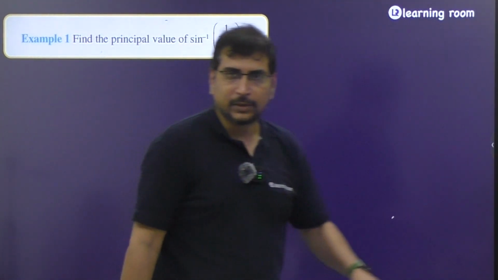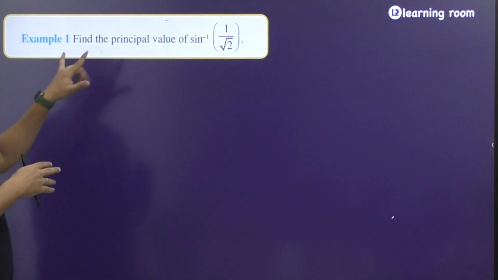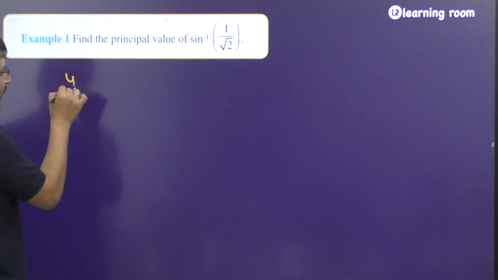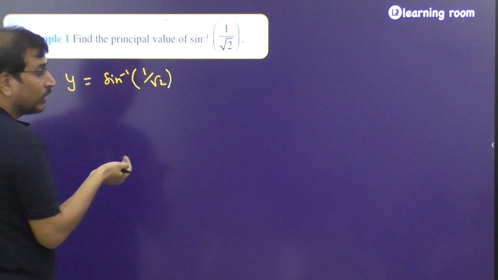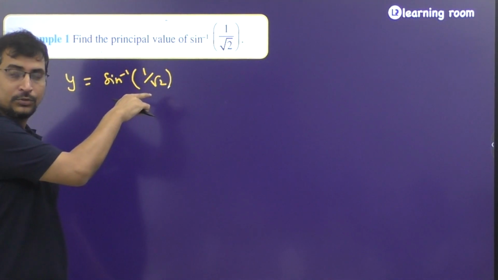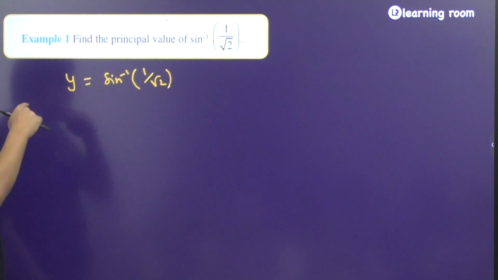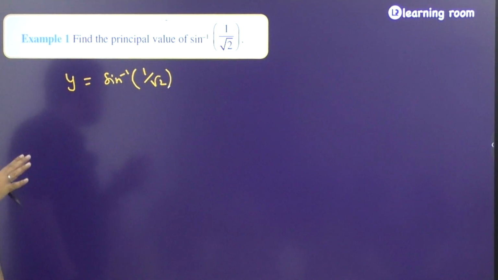Okay, shall we start solving problems? Now see, the questions will be like this. Find the principal value of sine inverse of 1 by root 2. Meaning they are saying y is equal to sine inverse of 1 by root 2. So what is the input for inverse trigonometric functions? You give values and what is expected as the output? Angle. So what we need to do is, I'll tell you the certain steps for the exam perspective.